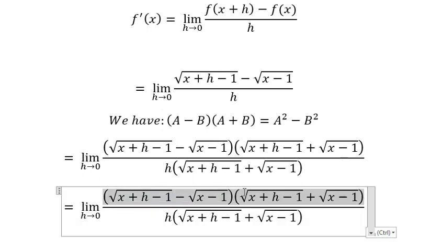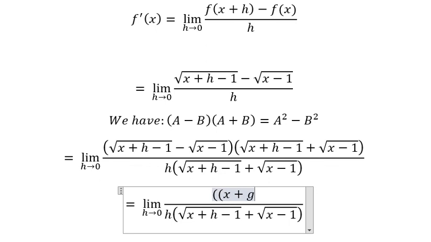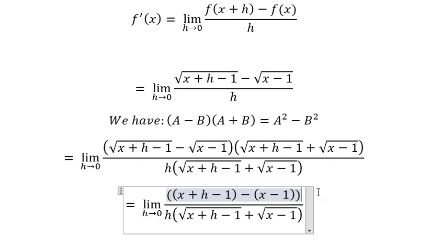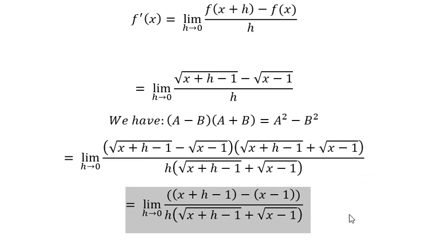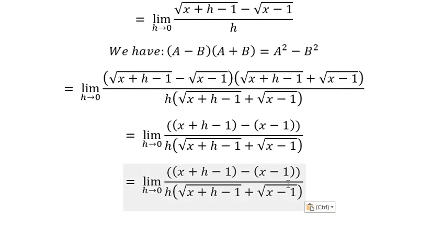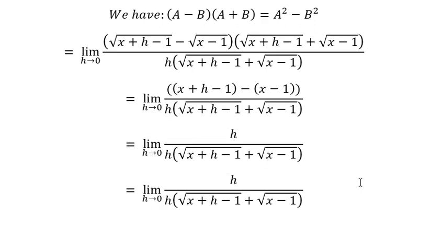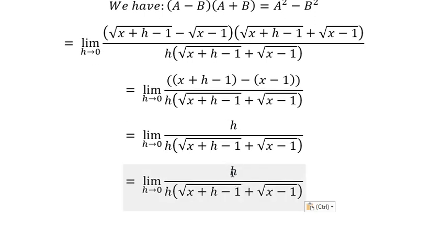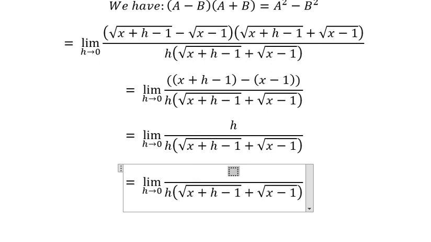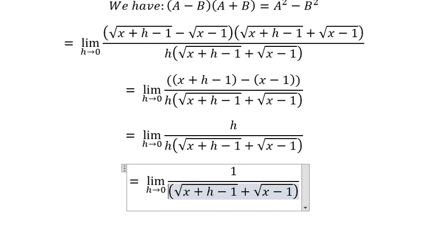So this one we have s plus h minus 1 minus s minus number 1. So if we simplify, we just have only h. Next, h minus h divided by h, so they will simplify. Later that we put number 0 on here.